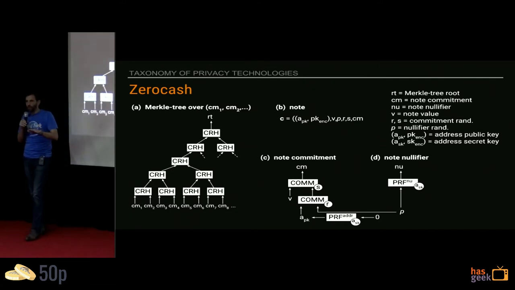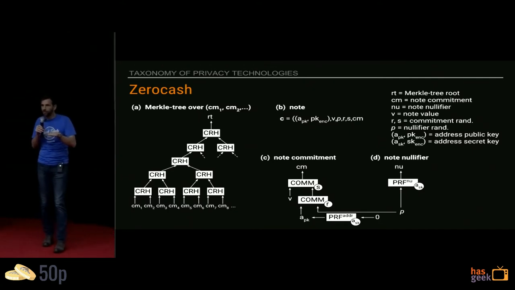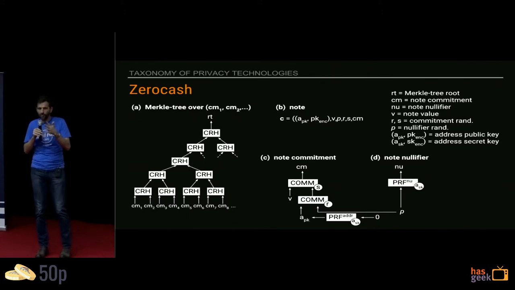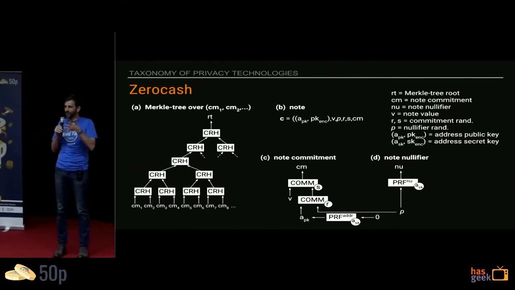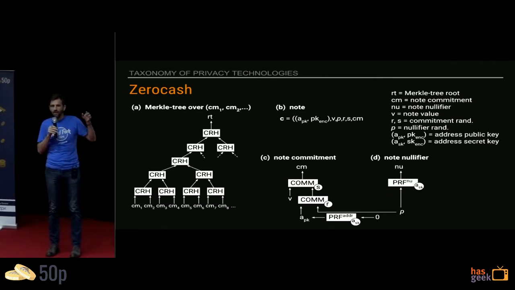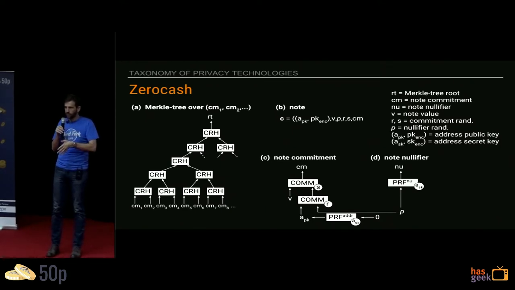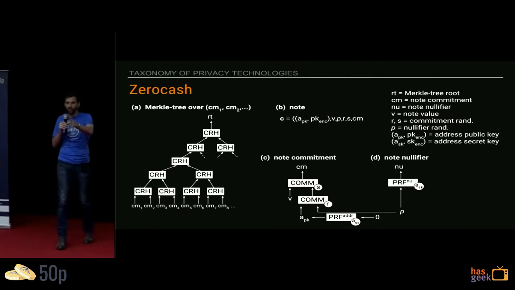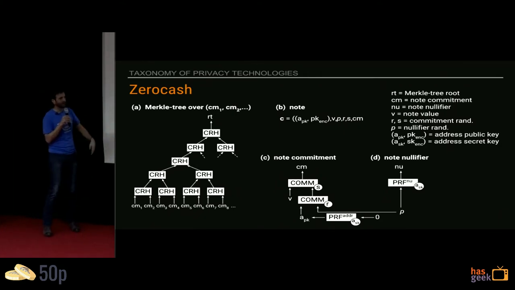So like in Monero, if you make a transaction, there are five candidate sending addresses for this transaction. In Zcash, the set of candidate sending addresses is all of the addresses ever in the blockchain. Make sense?